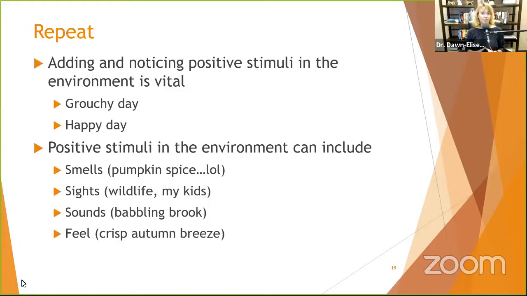Add and notice positive stimuli. Notice I said notice it, don't just put it there. That is vital. So when you're having a bad day, there are things that remind you to smile. And when you're just having a day, there are things that remind you to smile. Positive stimuli in the environment can include smells, sights, sounds, and feel. Encourage clients to use their memories, thinking about positive memories they've had in the past. What sights, smells, sounds, and feels are associated with that? What makes them remember those times? Because that's going to help them trigger happy memories.